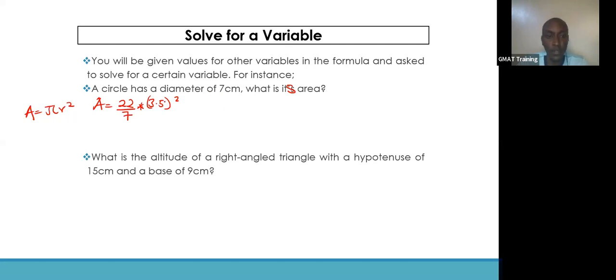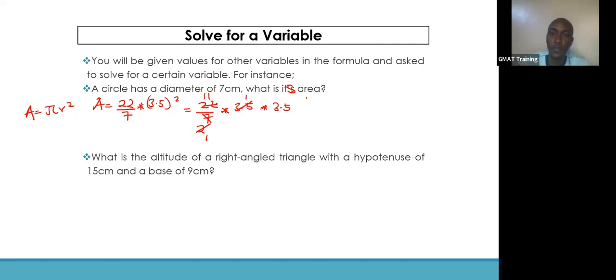Right? You can simplify that. You can work through that. Let's see if we can simplify this. We'll have 22 over 7 times 3.5 times 3.5. And in this case, 3 by 3.5, 1 by 3.5, this is 2. By 2, 1 by 2, 11.